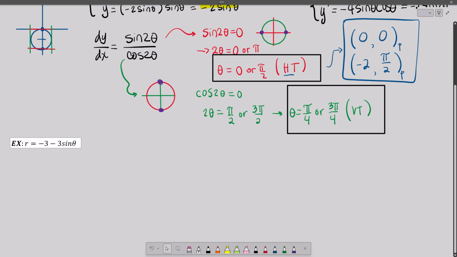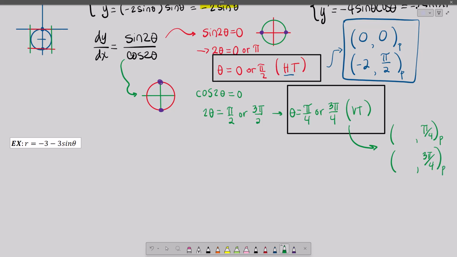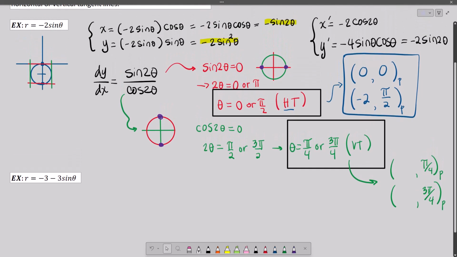And then if we want the vertical tangents, these guys, we know that the angle is pi over 4. That comes second. It's r comma theta. So we have this and this. And if we want to get the r value, same thing. We're just going to plug in those thetas here. Plug in pi over 4. Sine of pi over 4 is root 2 over 2. So this is going to be minus root 2.